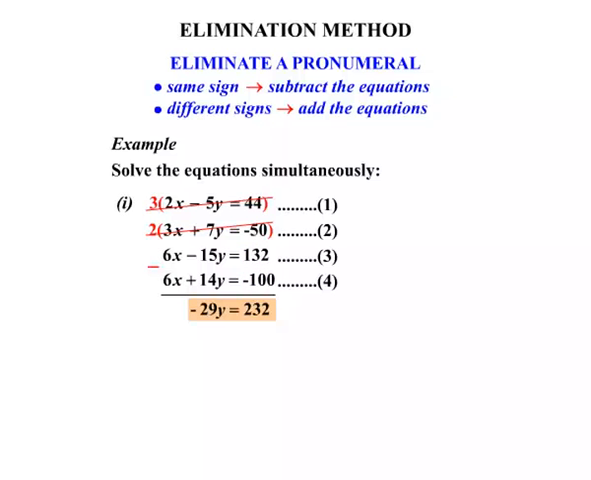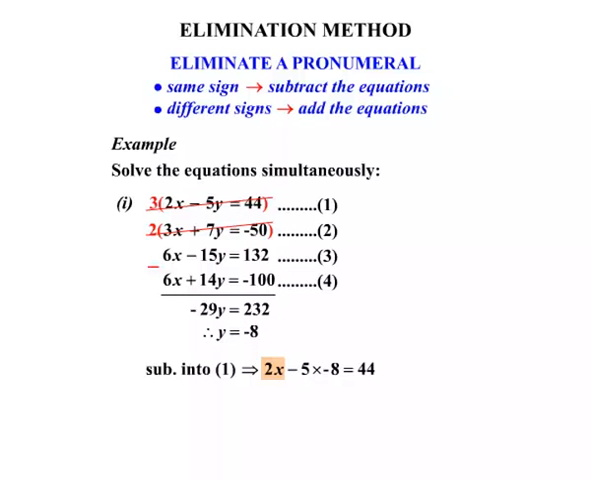Okay, to solve that equation now, we need to divide through by minus 29. When we do that, we therefore get that y equals minus 8. So the hard work's done. Easy part now, let's substitute that back into one of the equations. We'll choose equation 1. So we're putting that value of y into that equation. And that becomes 2x minus 5 times the negative 8 equals 44.